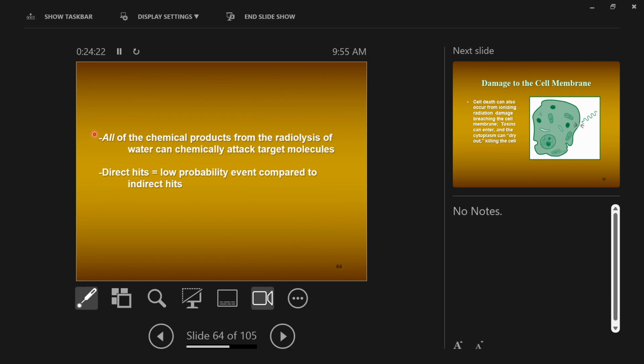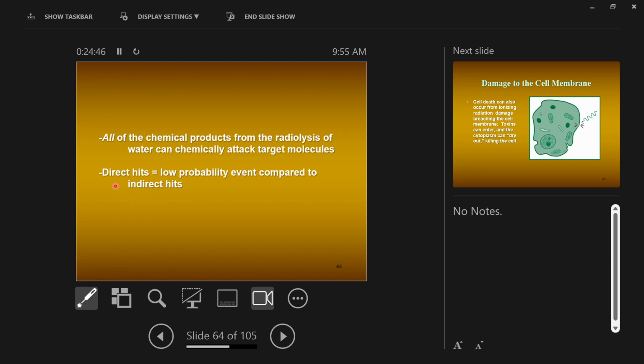All of the chemical products created from radiolysis of water can chemically attack target molecules. So all of the ions, free radicals, and hydrogen peroxide that can be produced from ionizing water can create indirect hits and damage these target molecules.